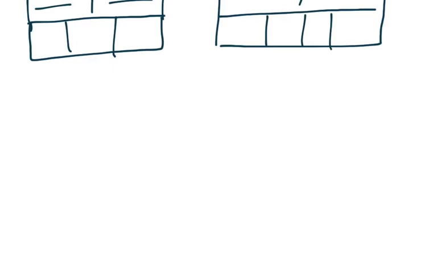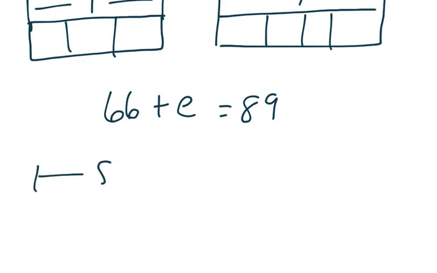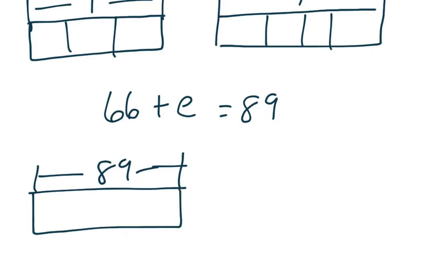And let's say that we have a total of 89, and we have 66 plus some quantity E equals 89. So we're going to set this up as a strip diagram. We know that 66 is a large number and is pretty much most of 89, so it's going to cover up a large space. So 66 is here, and then we have E here.